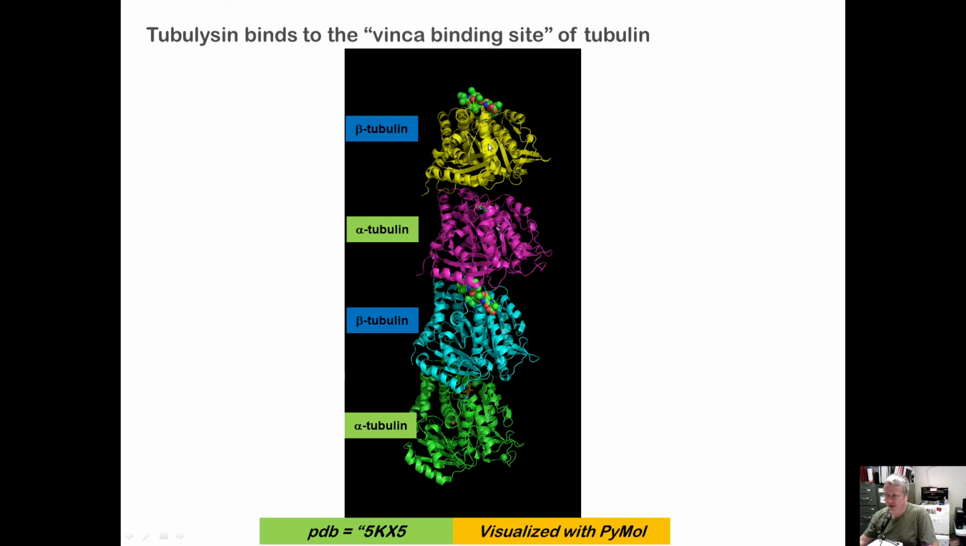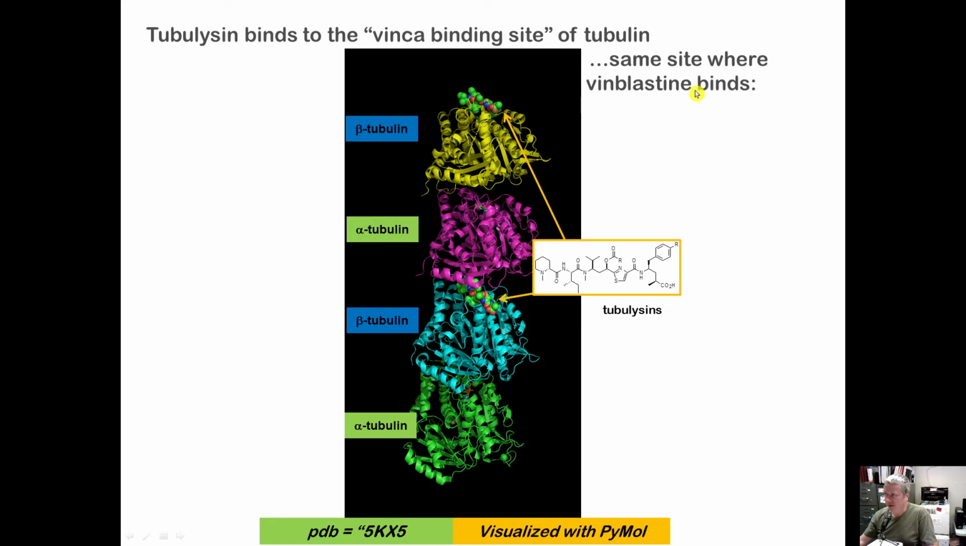Tubulin is a polymer, made of beta tubulin and alpha tubulin. As part of how tubulin separates the chromosomes, it's through a polymerization and depolymerization process that mechanically separates the two sets. So there's tubulysin in its binding site, in between alpha and beta tubulin.